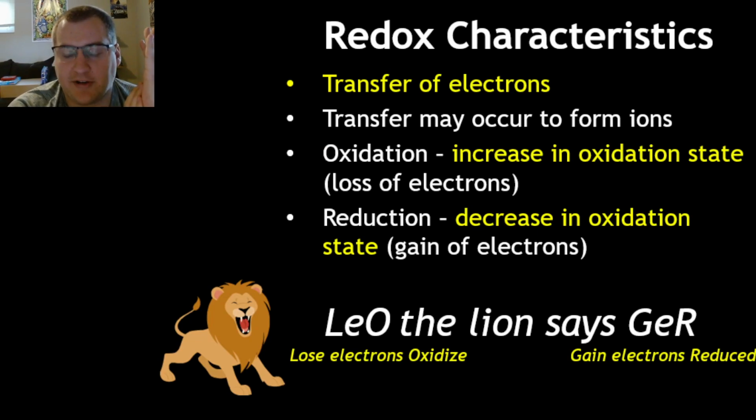Now we're going to talk about redox reactions. Redox characteristics. A redox, like we said, is a transfer of electrons. Transfers may occur to form ions, and we're going to look at two different terms here. Redox is made from two different words, oxidation. Oxidation is a word you might hear when you talk about things rusting. It's like something's oxidizing. Well, it's an increase in its oxidation state, meaning a loss of electrons. When something oxidizes, that means it's losing electrons. Reduction is the opposite of that. It's a decrease in oxidation state or a gain of electrons.